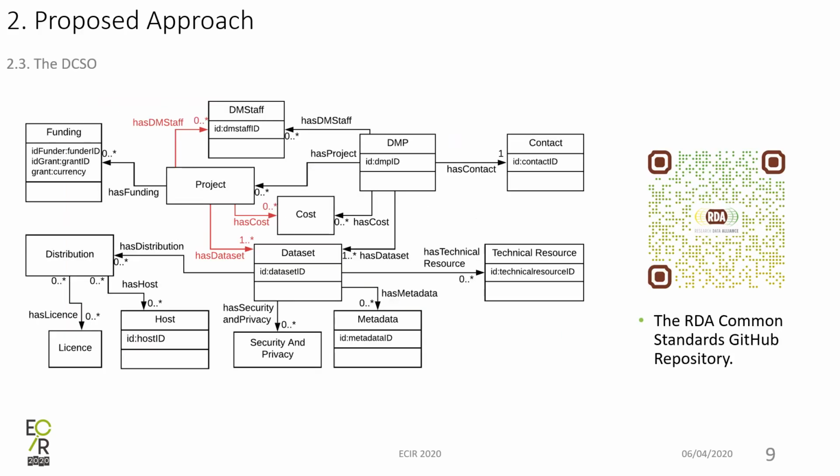I'm not going to go into extensive detail over this model that you can see on the screen, because in the end, as you can see in the last slide, it will have to be revised. However, I can point your attention to the QR code on the screen, which points you to the RDA's Common Standards GitHub repository, where you can find all the information regarding the DCSO.